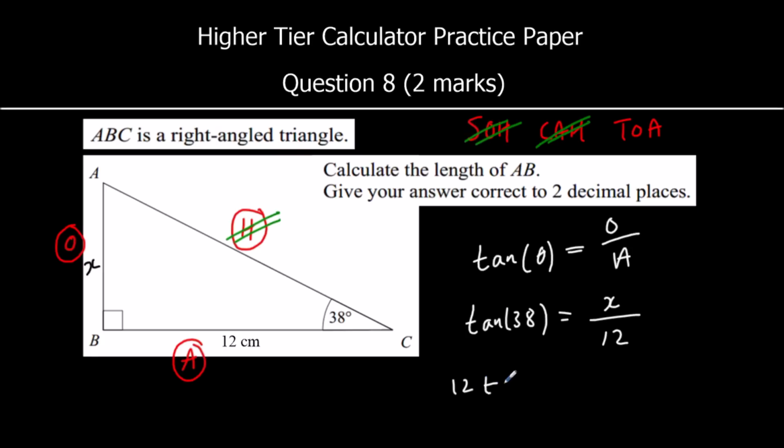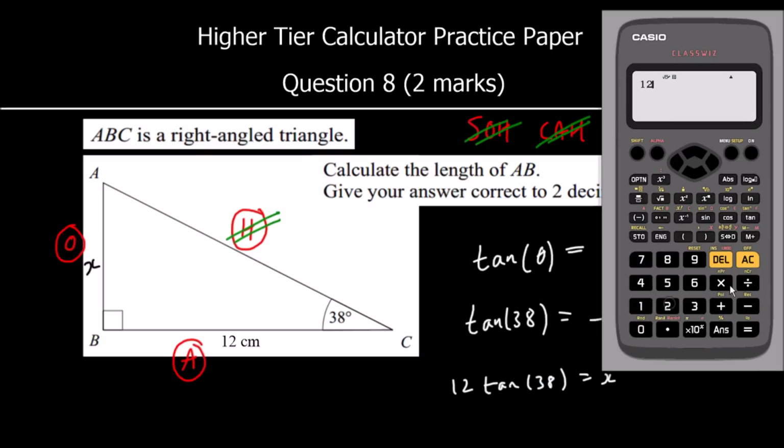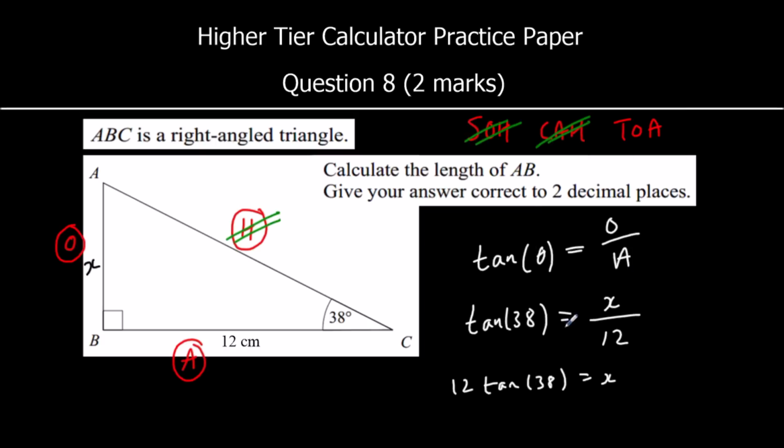So 12 times tan 38 will give us X. So just type in 12 tan 38 and to 2 decimal places, 9.38. 9.38 centimeters.